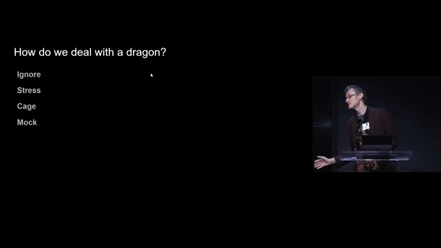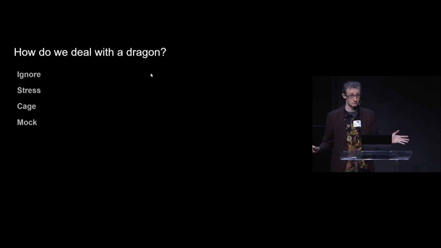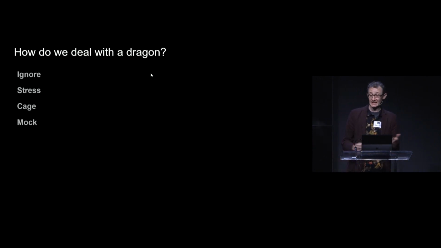How do we deal with this dragon? We have 4 ways. We can ignore it, pretend it doesn't exist. We can stress it. We can force the dragon to keep attacking our castle to see where it interferes. We can cage the dragon, give it a smaller little castle to play with, to attack. Or we can mock it. We can place a puppet and say, oh, dragon's coming, oh, it's gonna attack us. We'll talk about these things in a bit.